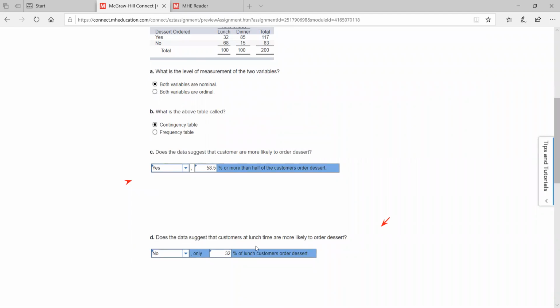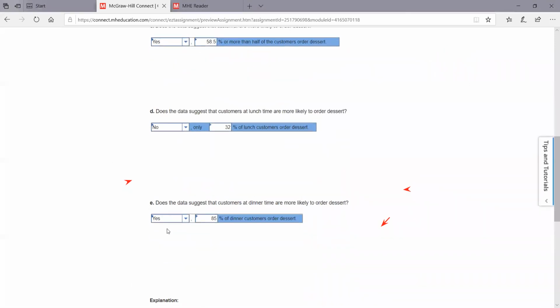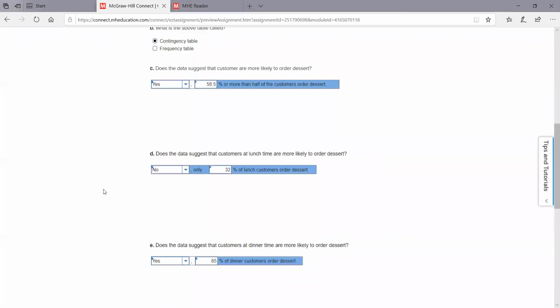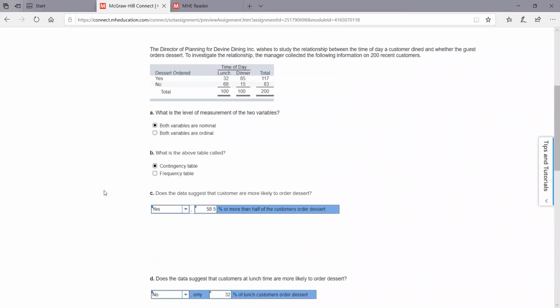And then they talk about your lunchtime order, they're focusing only on this column right here. So it's 32 out of 100, and that's going to give you the 32% on that one. And then at dinner time, it's going to be the same thing, but for dinner time they're focusing on this column, so it's 85 out of 100, so that would give you 85%, which is letter E. And I think that's that on that one.